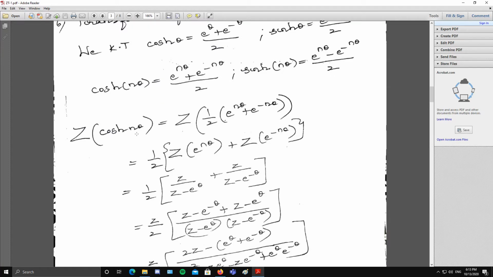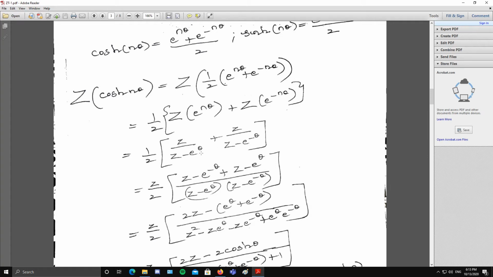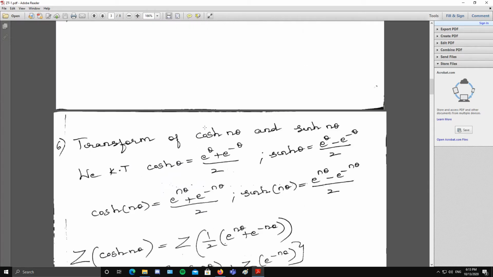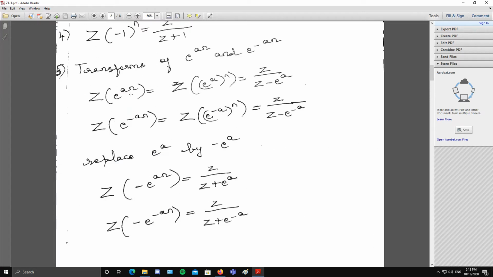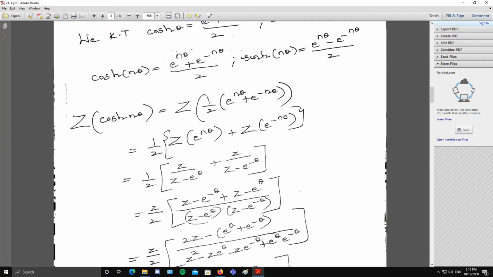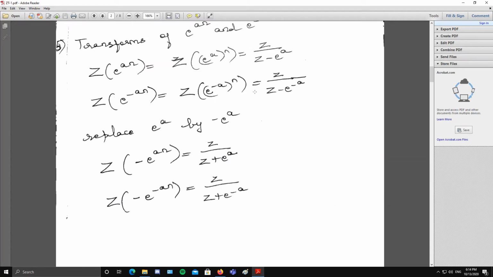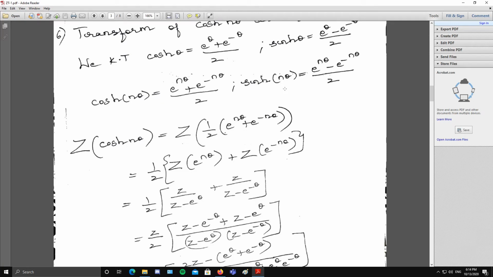So z of cos h n theta is same as z of half of e power n theta plus e power minus n theta. Take half out, split into 2, z of e power n theta plus z of e power minus n theta. What is z of e power n theta? In place of a you have theta. So z by z minus e power theta. What is z of e power minus n theta? In place of a you have minus theta. So z by z minus e power minus theta.